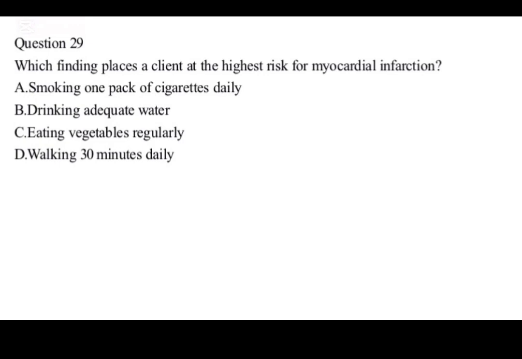Question 29. Which finding places a client at the highest risk for myocardial infarction? A. Smoking 1 pack of cigarettes daily. B. Drinking adequate water. C. Eating vegetables regularly. D. Walking 30 minutes daily. Correct answer, A. Smoking 1 pack of cigarettes daily. Rationale: smoking is a major modifiable risk factor for coronary artery disease and myocardial infarction.